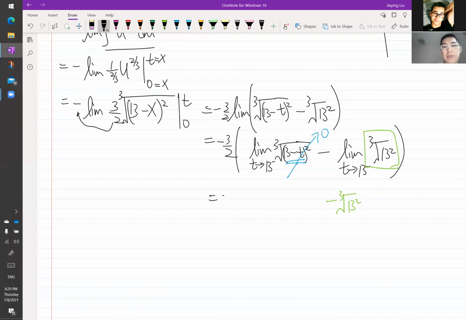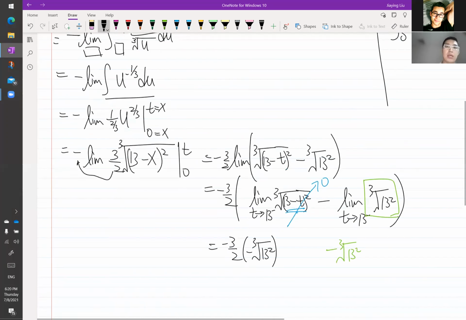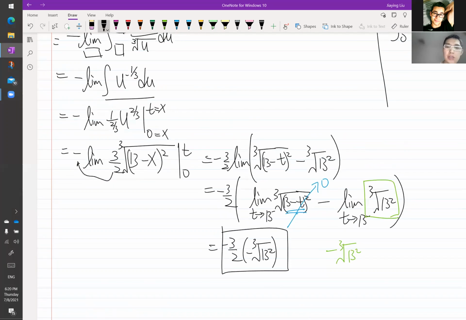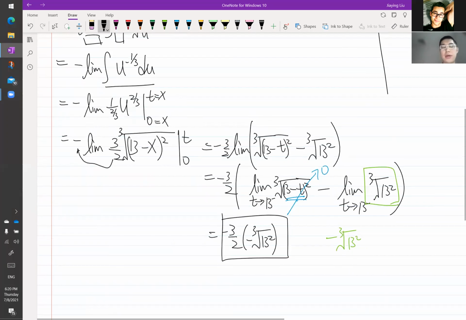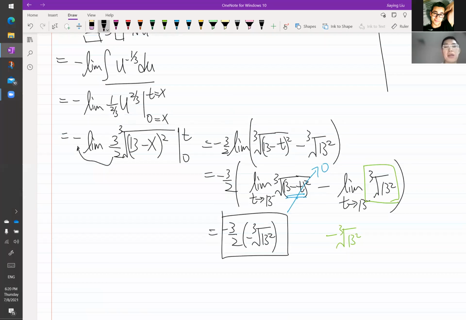And then you just end up with negative 3/2 times negative. So 0 minus, so that's a negative cube root 13 squared. And then you can simplify it a bit more. Just a negative times a negative. This is a finite number. Therefore, you can conclude whether the integral is divergent or convergent.